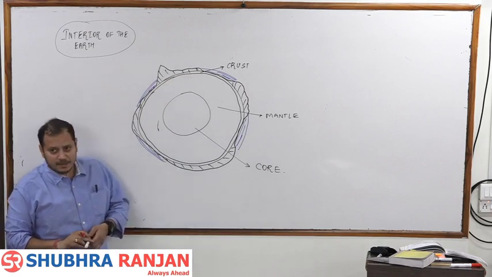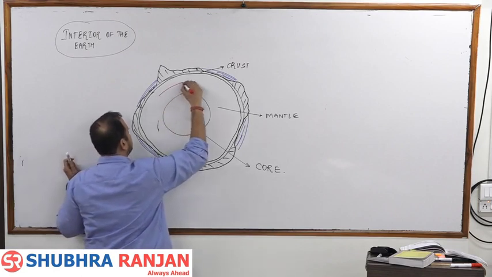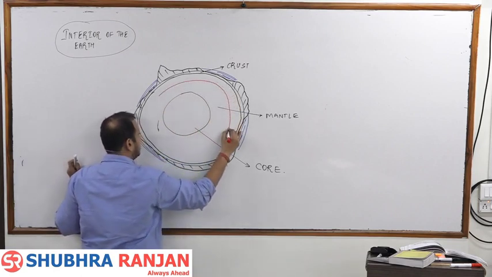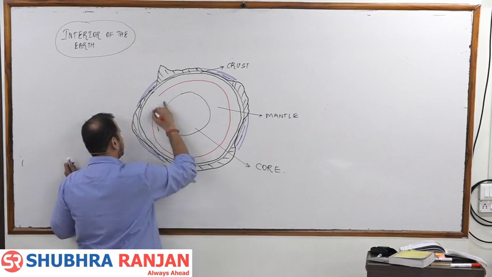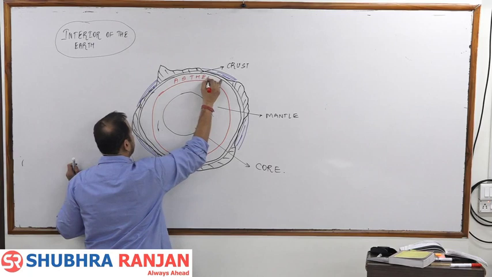Now this mantle is further divided into an upper part which is not liquid but elastic or jelly-like in nature, and this is what is known as the asthenosphere.